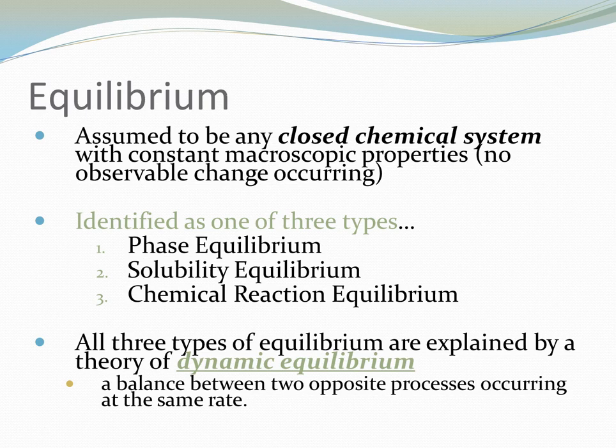There are three types of chemical equilibrium, including phase, solubility, and chemical reaction equilibrium. All three types are explained by a theory of dynamic equilibrium. Dynamic equilibrium is when a system has a balance between two opposite processes that are occurring at the same rate.